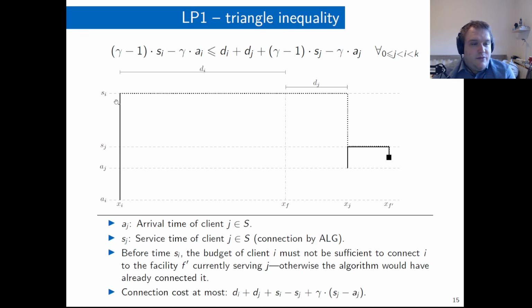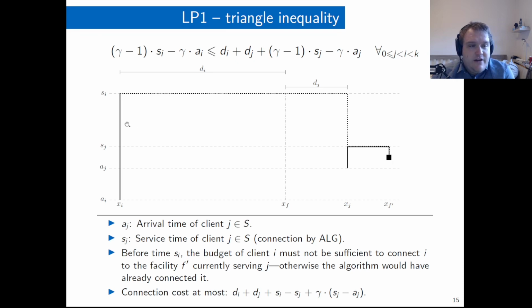And what do we want to say? We want to say, well, since J is connected earlier, there's already this open facility here, the black square, in the past. In principle, client I could connect to this, right? Only pay the whole budget to the connecting cost and be done. So there must be an inequality that maintains that he can do this, or he would have done this if this is cheap enough.